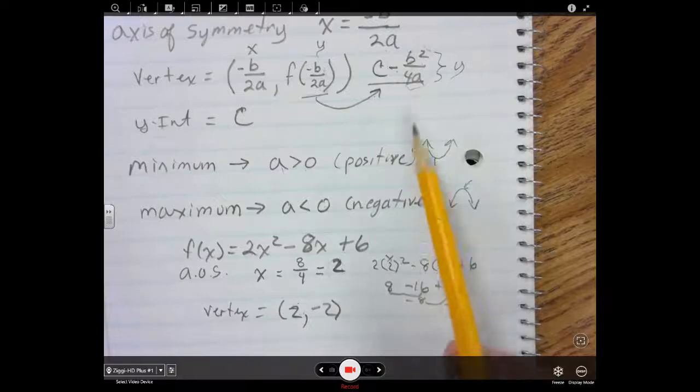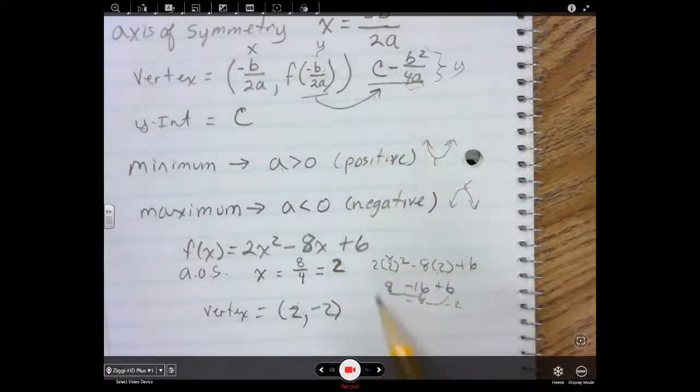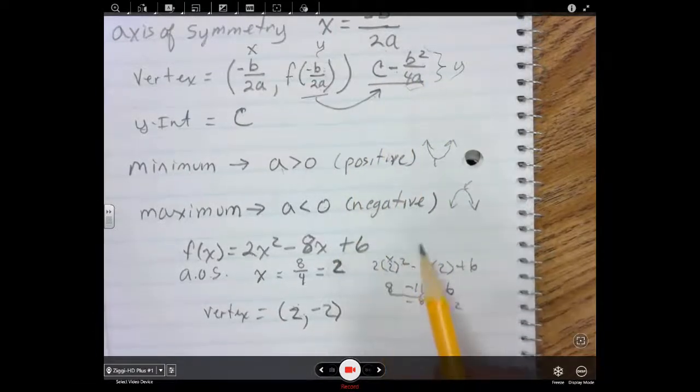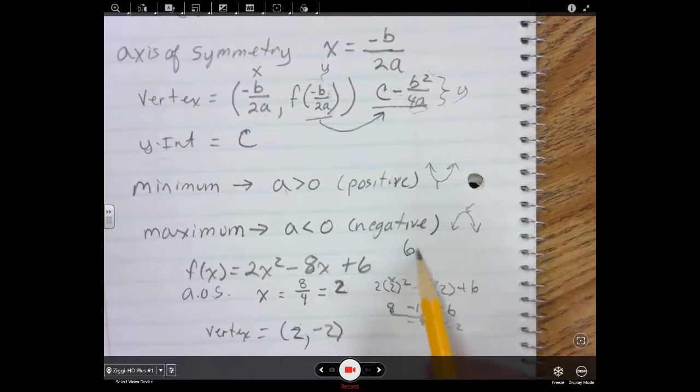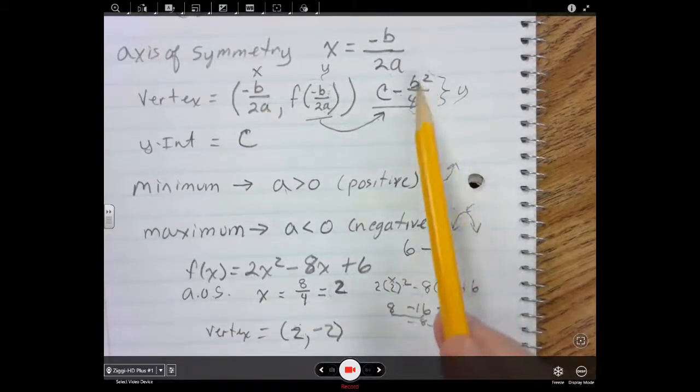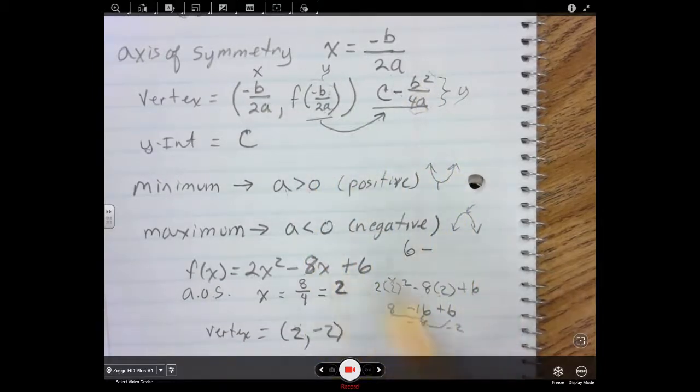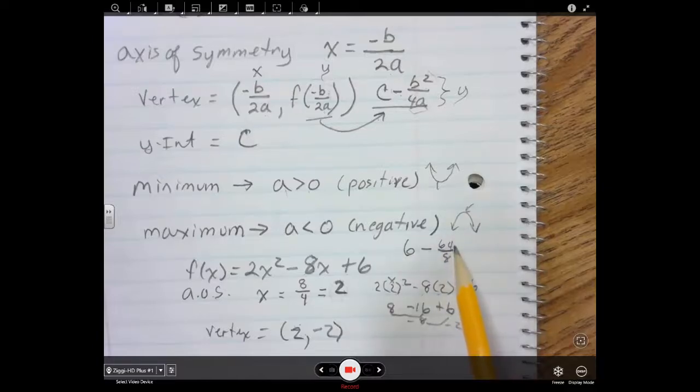Now if we do this shortcut version, we'll take c, which is right here, 6. We're going to do 6 minus, and then we want to do b squared. So b is negative 8, but negative 8 squared is 64. And then a is 2, so 4 times 2 is 8. Remember, you've got to do this calculation first. So we get 6 minus 8, which is going to give us exactly the same negative 2 we got by substitution.